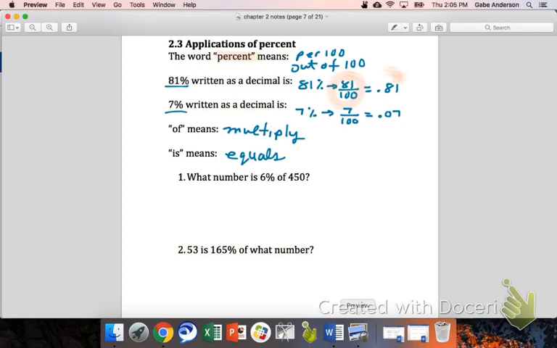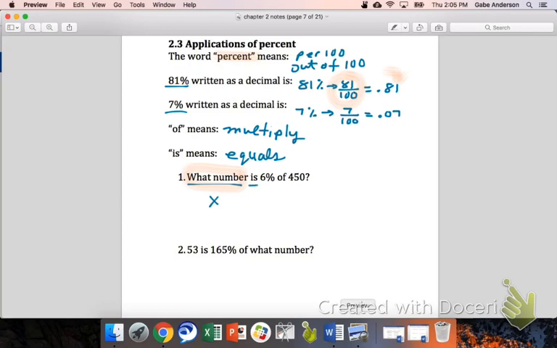So here we go. Number 1, we're going to do a direct translation. It says, what number is 6% of 450? Well, what number kind of sounds like the question, right? This is our unknown. And so in math, whenever we have an unknown, we'll often represent it with the variable x. You could use other variables if you want. I'm going to use x.